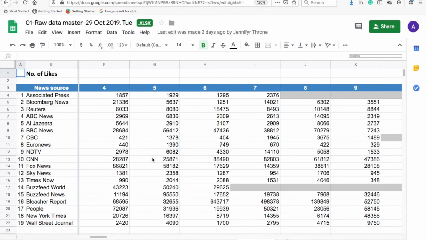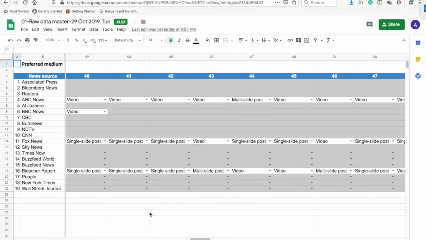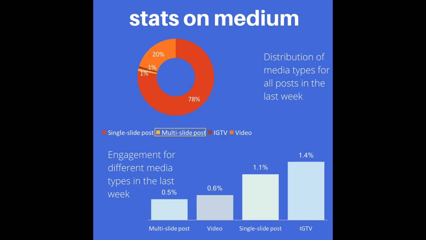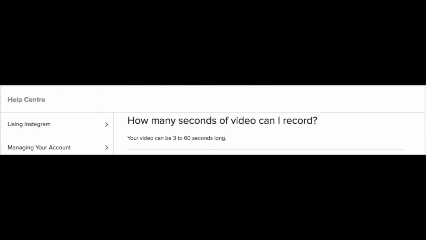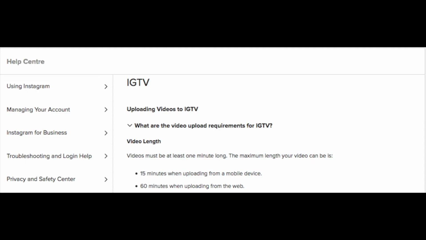Remember earlier when I said we took down the likes for each post? I did the same for what medium they were, so IGTV, single slide posts, multi-slide posts, or videos. I should clarify the difference between videos and IGTV. Videos refer to the regular Instagram videos that appear on the feed, so under a minute long. IGTV is Instagram's space for long-form content, which is content between a minute and 60 minutes or an hour long.